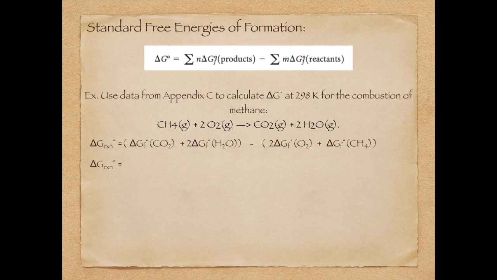Okay? Now, the standard free energy change for this reaction equals, and well, I'm going to look up these values in Appendix C. For carbon dioxide, it's negative 394.4 kilojoules plus the standard free energy of formation of water, which is negative 228.57 times 2, minus, well, the standard free energy change of formation for an element in its standard state, just like with enthalpy, is going to be 0. So that of oxygen is going to be 0. Remember, for entropy it was not, but for enthalpy it was. Plus the standard free energy change of formation of methane, which is negative 50.8 kilojoules.